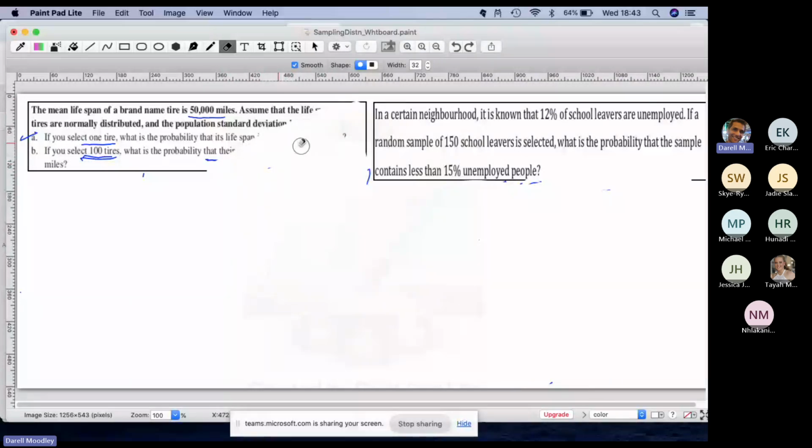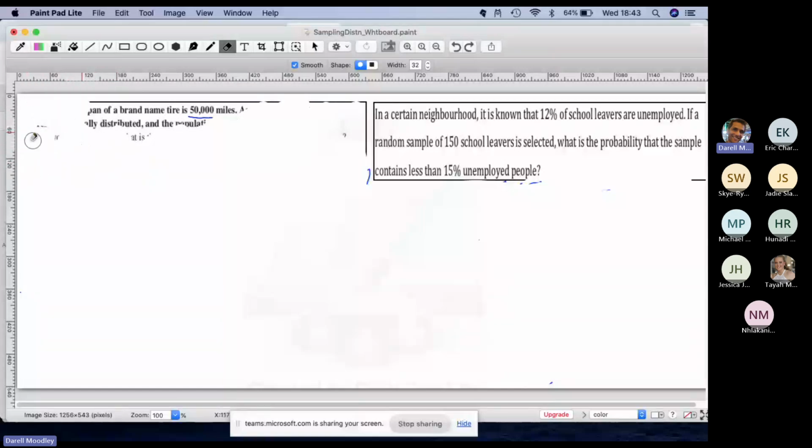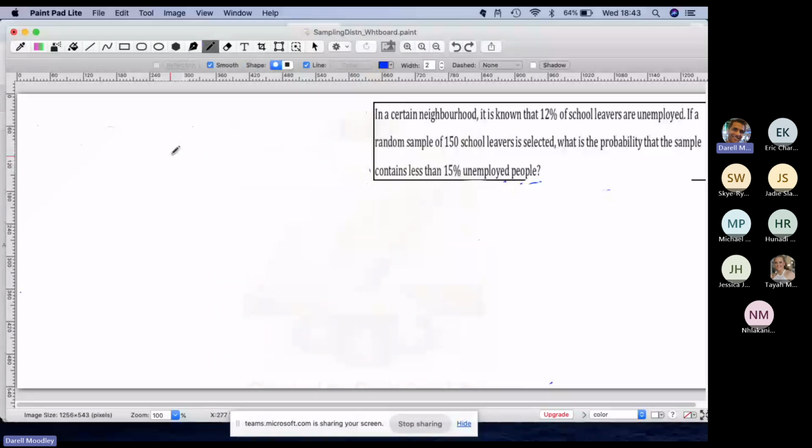The difference is that for the first question, we were talking about averages. That is the average lifespan of a tire. For this one, we're going to talk about proportions, percentages. We can still use the normal distribution or the table in the back of a book to find the probabilities, but how we convert to Z is different. So if you read the question on the right, it says that in a certain neighborhood, it is known that 12% of school leavers are unemployed.